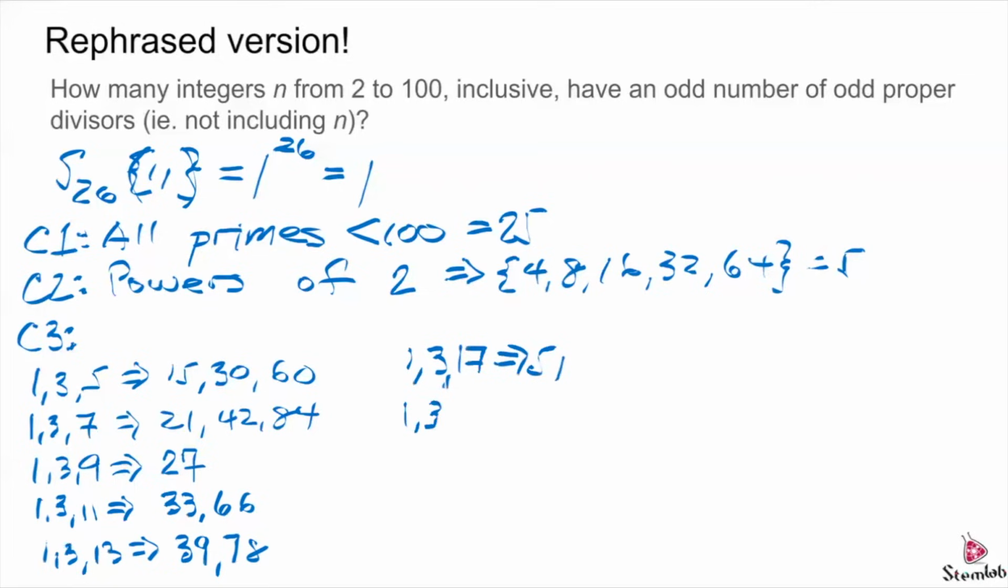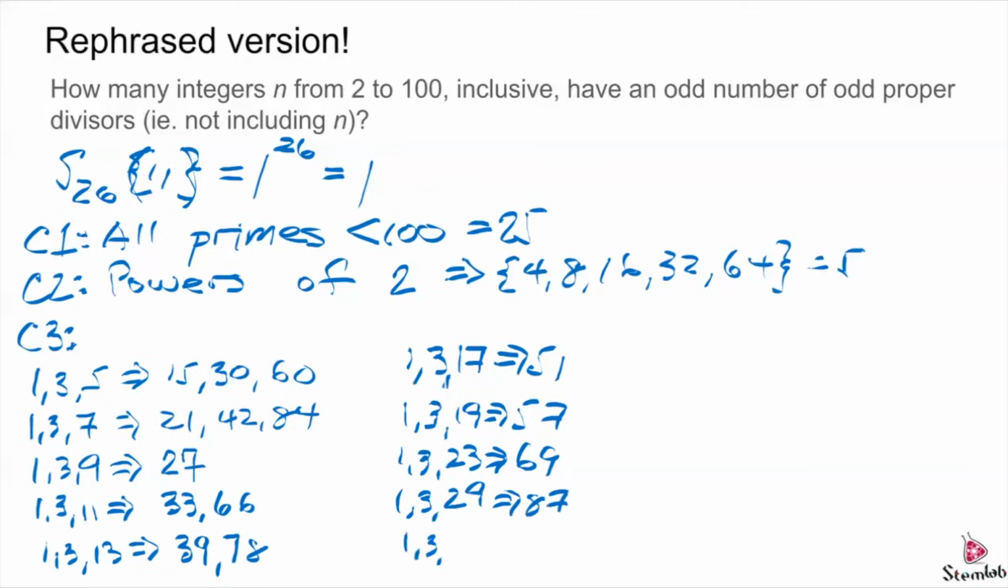1, 3, 19, which gives us 57. 1, 3, 23 is the next prime, which gives us 69. 1, 3, 29 is the next prime, which gives us 87. 1, 3, 31, which gives us 93. These are all the ones that satisfy where the 2 lowest odd divisors are 1 and 3. If we count all of these, there will be 16 of these.